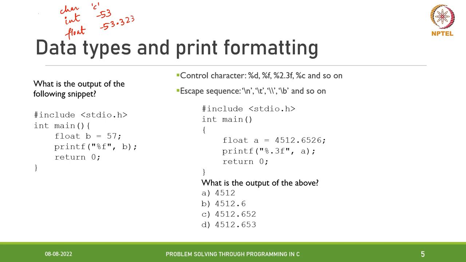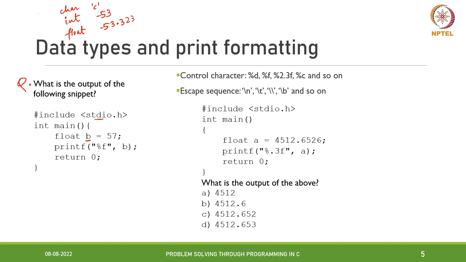Okay, so in the first question, we have a code. What it does is it defines a floating point variable b and saves the value 57 to it. Then I use a printf statement. How was I able to use it? Because I have included the stdio.h header file, so I can use the printf statement. So I write printf and percentage f.